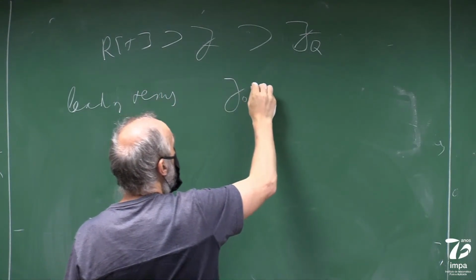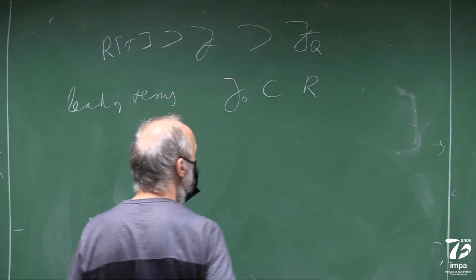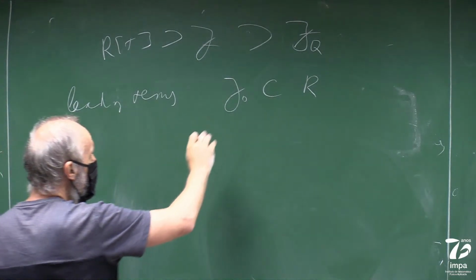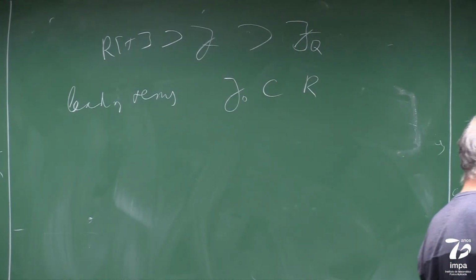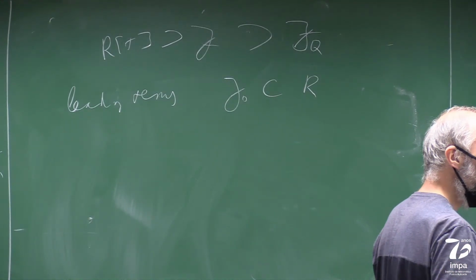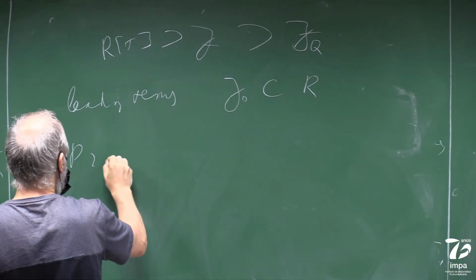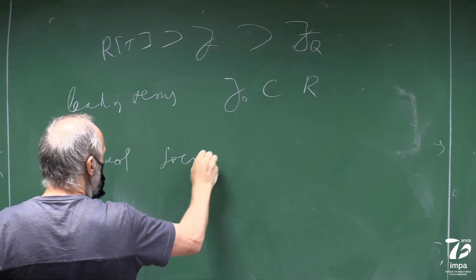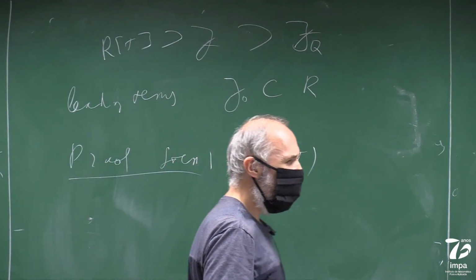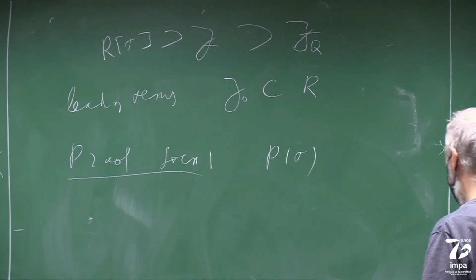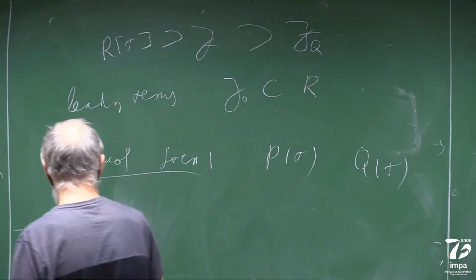J_0 belongs to R, and this is the leading terms of these guys as well. Okay, so the first observation: suppose that you have P(t) has the same leading term as Q(t). Same leading terms.